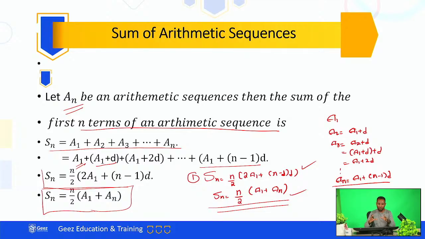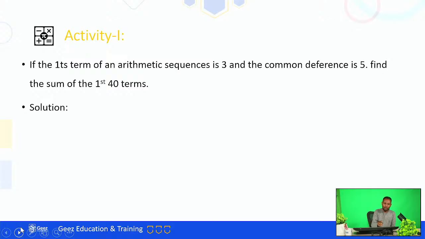I'm going to check these formulas and solve some questions related to the sum of an arithmetic sequence. Still, let's proceed. All right, here you have the activity. If the first term of an arithmetic sequence is 3 and the common difference is 5, then find the sum of the first 40 terms. So the solution: given what we have over here.